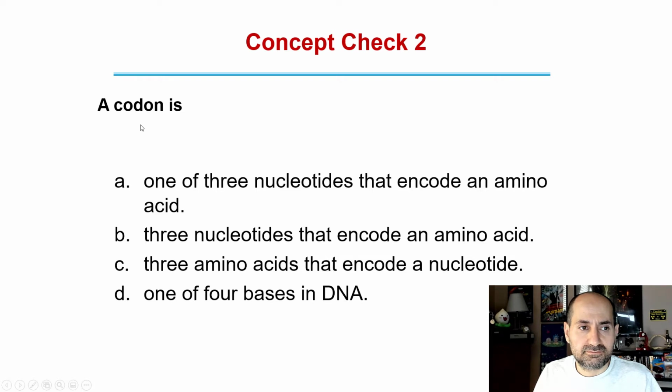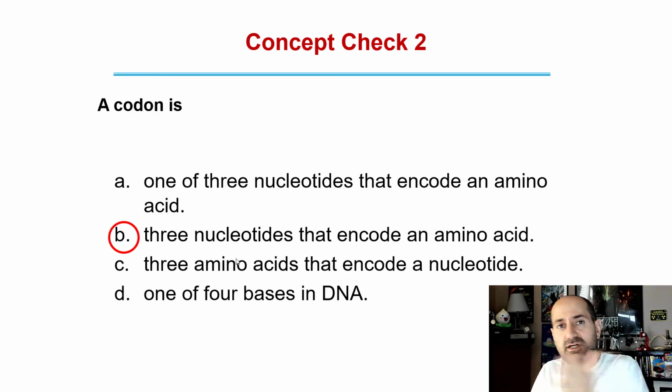So what is a codon? Let's do concept check number two. A codon is one of the three nucleotides that includes an amino acid. That doesn't make any sense. Three nucleotides that encode an amino acid. That makes sense. Three amino acids that encode a nucleotide. Doesn't make sense. One of four, but no, I believe it's B. B. A codon is a triplet code, a three nucleotide code that codes for a particular amino acid.